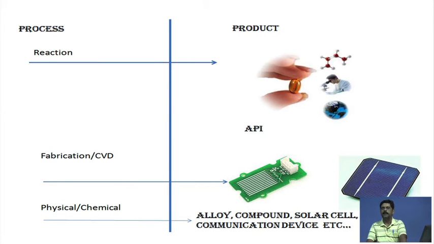Similarly, I have given a chip. The fabrication of the chips using lithography or CVD routes, the process and product may be somebody's invention. Somebody further improves the process with the same product, so the process will be his invention. Similarly, the physical and chemical reactions involved in the synthesis of alloys, compounds, solar cells, communication devices, etc. All those things are considered to be inventions, as I referred earlier, that invention means a new product or process.